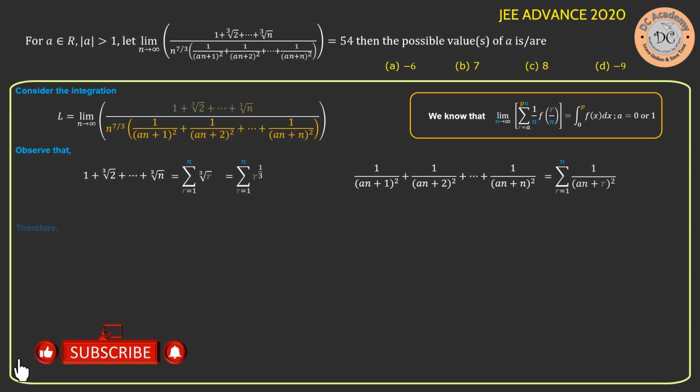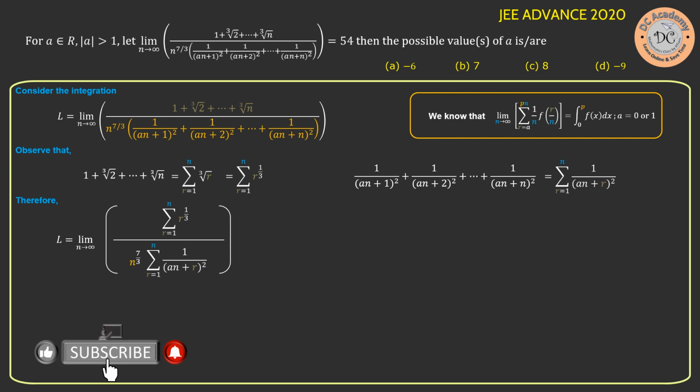So let's rewrite L in terms of this summation notation. In the numerator, we have the summation r equal to 1 to n of r to the power 1 by 3, and in the denominator we have the summation r equal to 1 to n of 1 by (an plus r) whole squared.